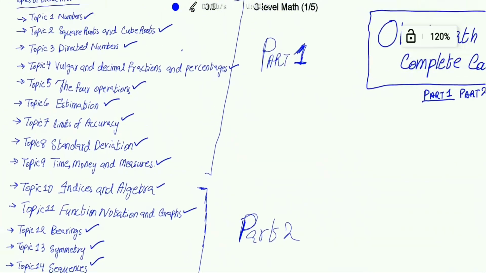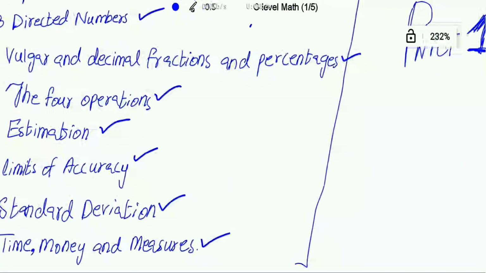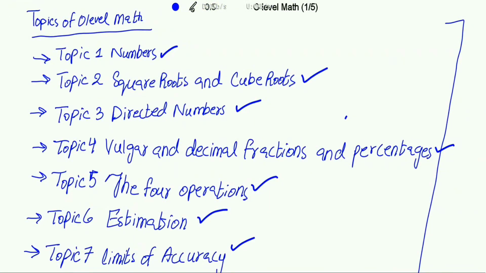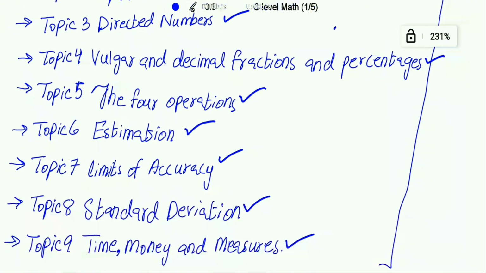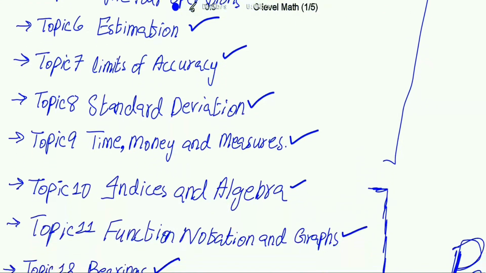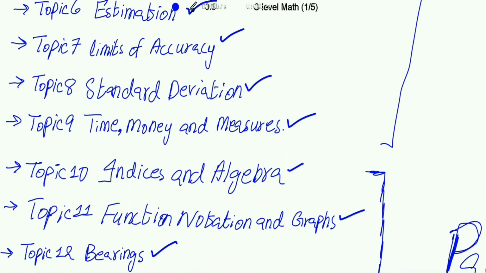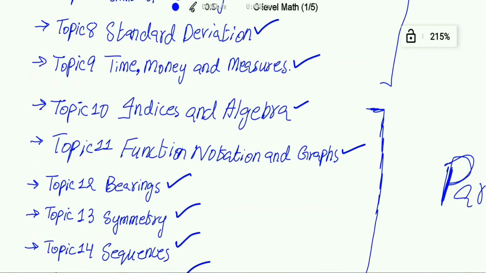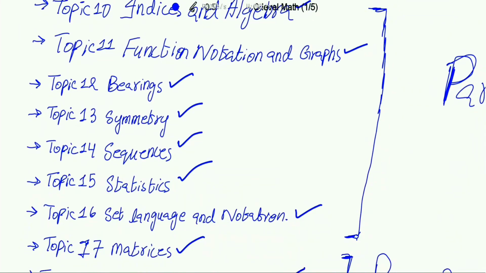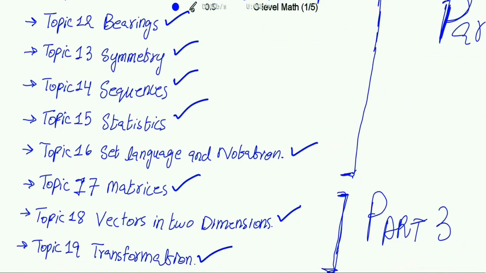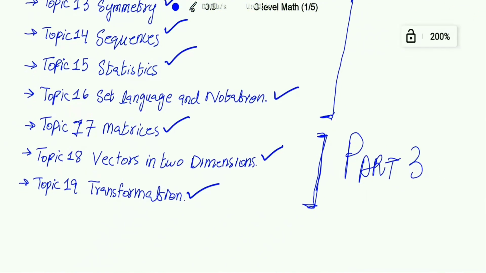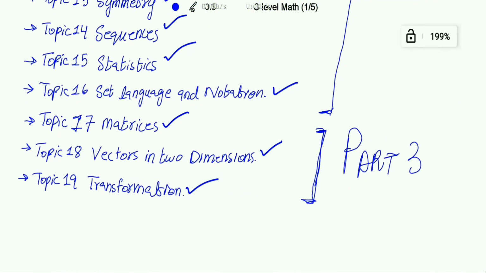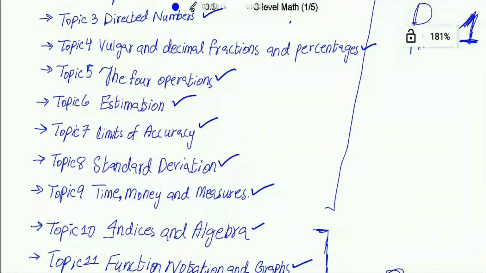So let's start with topic 1, which is numbers. Let me tell you what kind of topics we are covering: numbers, square root and cube root, directed numbers, vulgar and decimal fractions, percentages, the four operations, estimation, limits of accuracy, standard deviation, time, money and measures, indices and algebra, function notation and graphs, bearing, symmetry, sequences, statistics, set language and notation, matrices, vectors in 2 dimensions, and transformation. So let's start with topic 1.